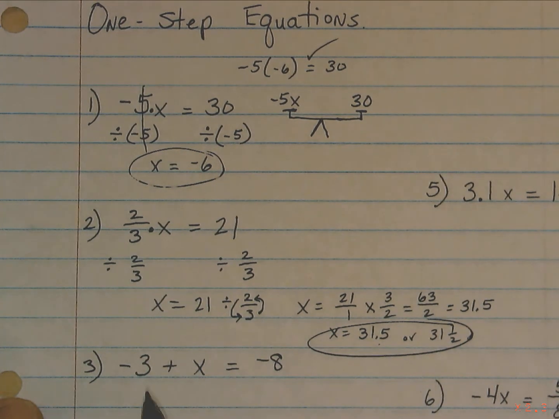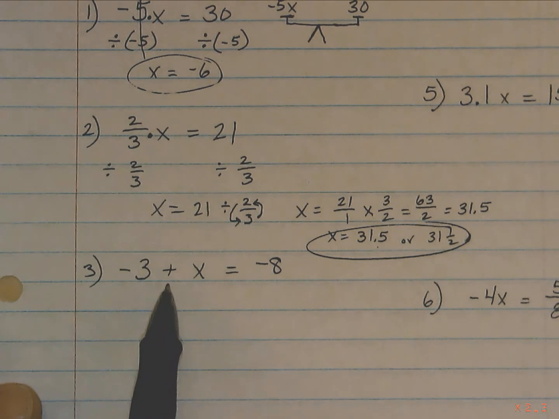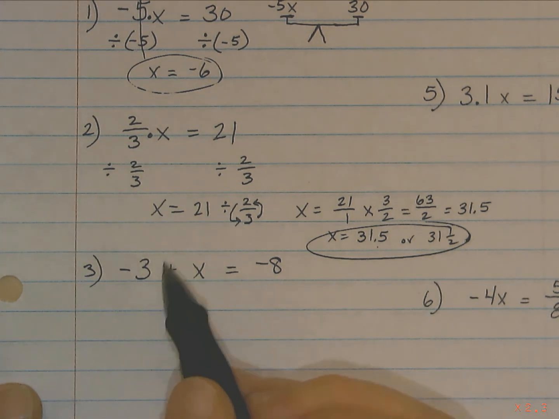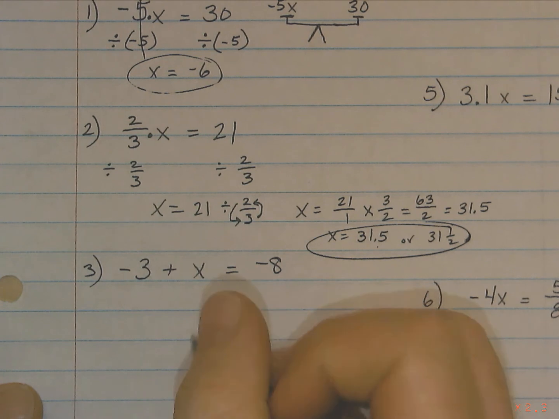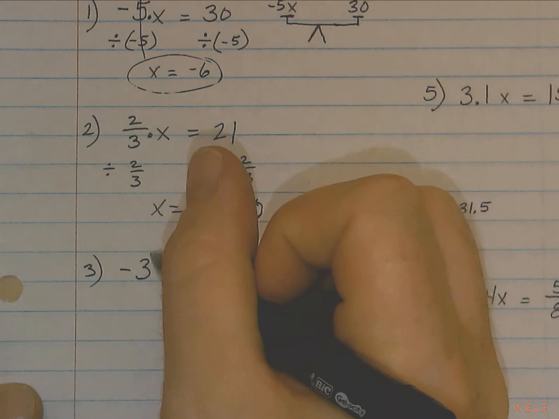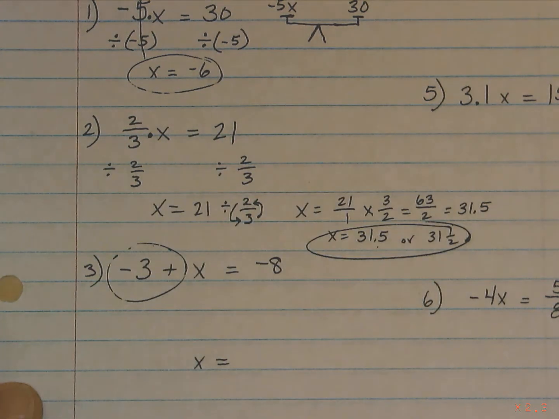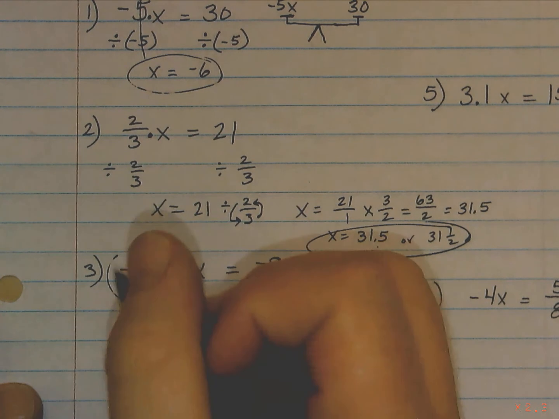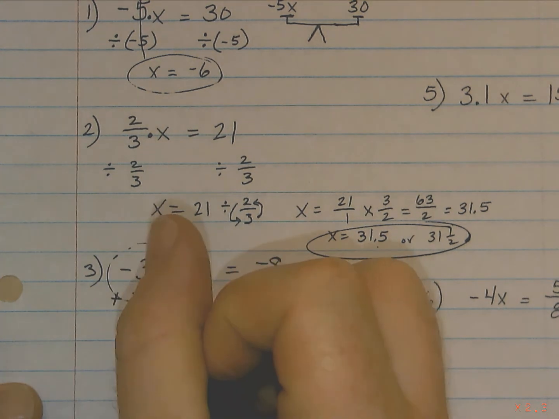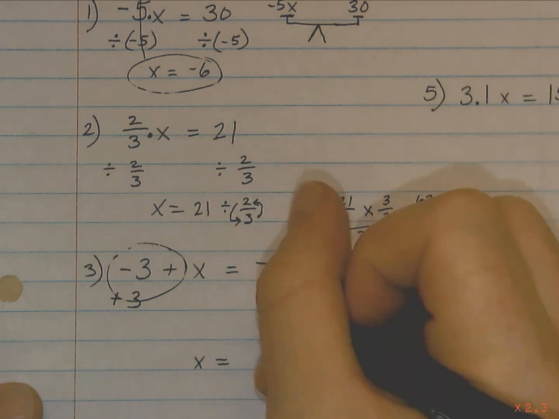Number 3, here's the one that's not multiplication. We're adding a negative 3. So what's the opposite of adding a negative 3? How do I get this to where we just have x equals our answer? How do I isolate the variable? How do I get that by itself? I've got to get rid of this thing here. So how do we get rid of a negative 3? You add a 3. If I add a positive 3, that's going to cancel that out. So if I add 3 to this side, I have to add 3 to the other side as well.